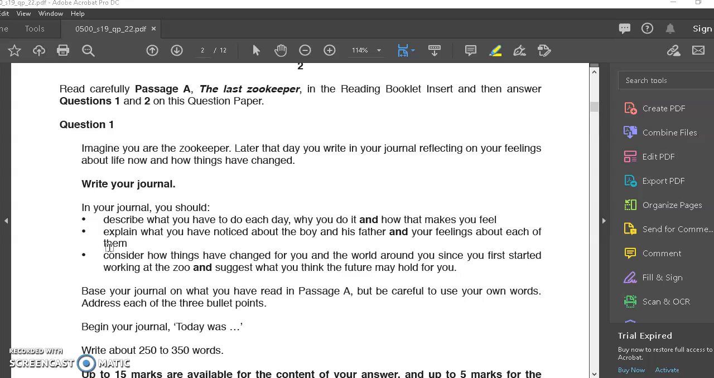Remember, you are writing as a character. You are assuming the role of a character. You are not writing as a 16-year-old student. So let's look at 2019's paper and the task. Remember, it's worth 25 marks from 2020 onwards, so it's even more crucial you get this question right.